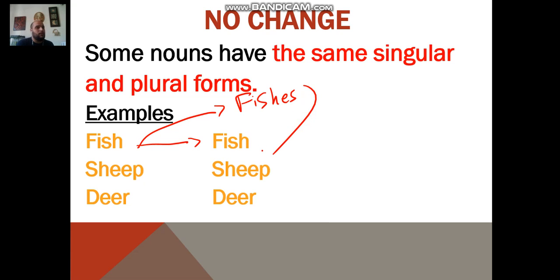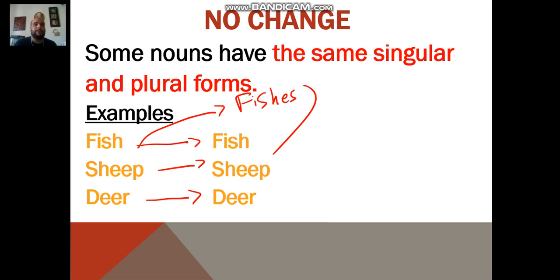Explain it, teacher, please. Of course. Whenever you have the same kind of fish and you're going to talk about a lot of fish from the same kind, just use fish. If you're talking about different kinds of fishes, then use fishes, please, in plural. Sheep is going to be sheep and deer is going to be deer.